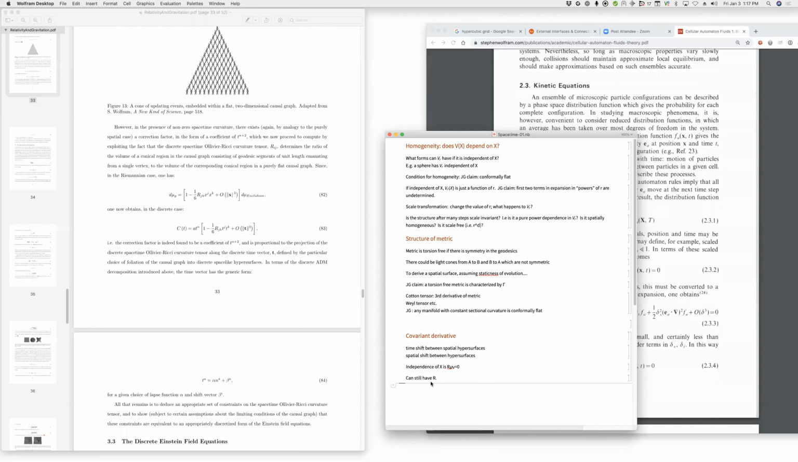So I'm not sure. Yeah, I need to look more into what, if any, constraints are put on the Ricci curvature by conformal flatness. Okay, let's find out the answer to that.